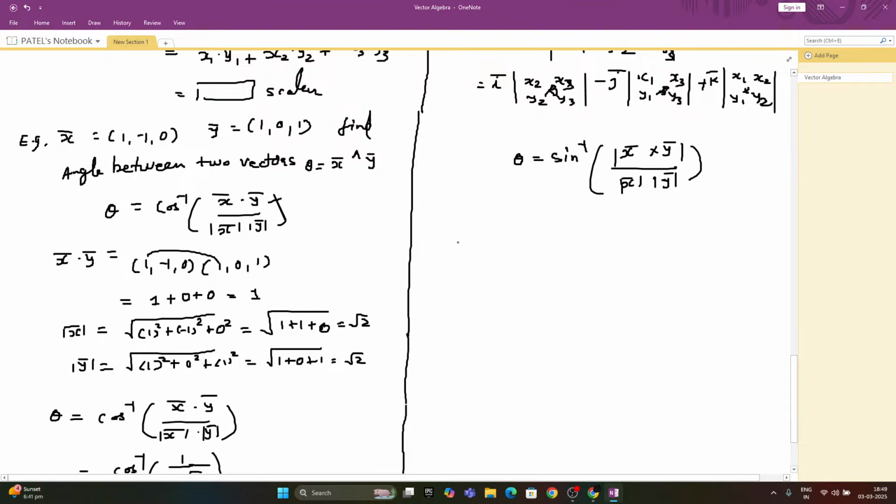Suppose we have one question for that sine inverse. For example, we are taking from the practice, maybe your practice paper, which is given.